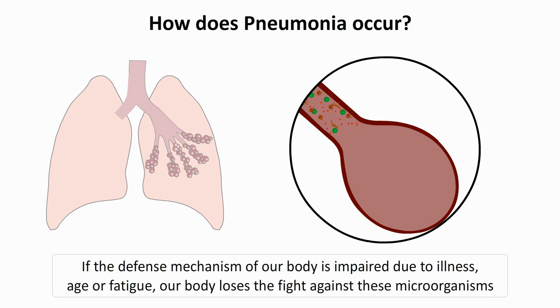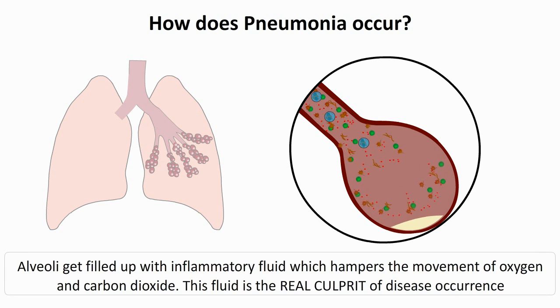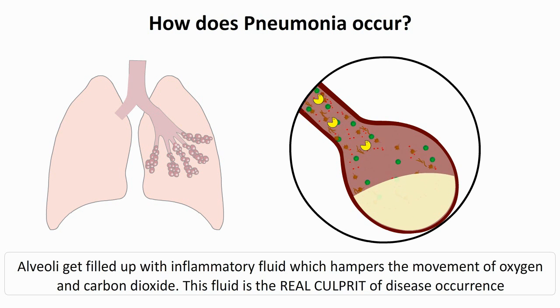If these defense mechanisms are impaired due to illness, age, or fatigue, our body loses the fight against these microbes. Then, these happy microbes multiply rapidly and pass from the tubes into the alveoli. This triggers an inflammatory reaction which generates a lot of infectious fluid composed of dead microbes, dead antibodies, and fluid from the adjacent blood vessels. This fluid now blocks the movement of oxygen and carbon dioxide, making it difficult to breathe. So finally, after a long war, the name of the defeat is pneumonia.